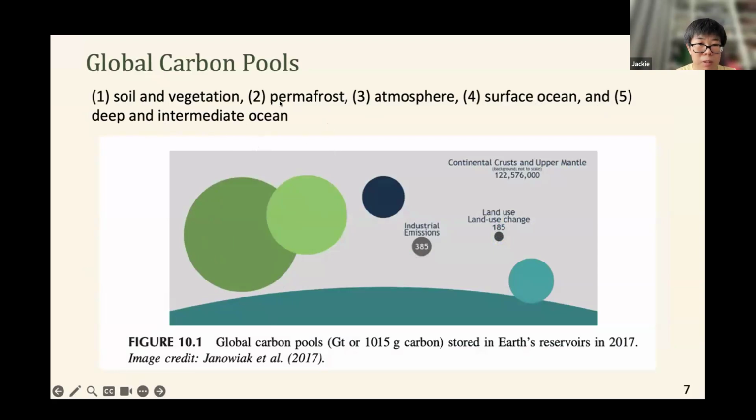So just by a wild guess, which is the largest carbon pool that you can identify from these 5 major pools? The largest size is right here, indicated by this blue or greenish color. So which one do you think this largest circle represents? Surface ocean, deep ocean, permafrost, atmosphere, or soil?